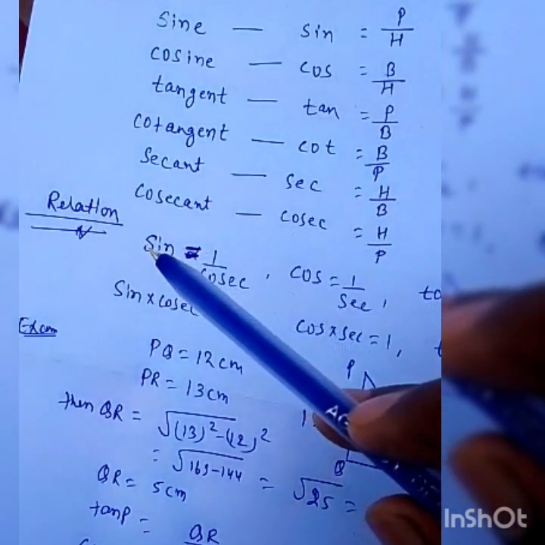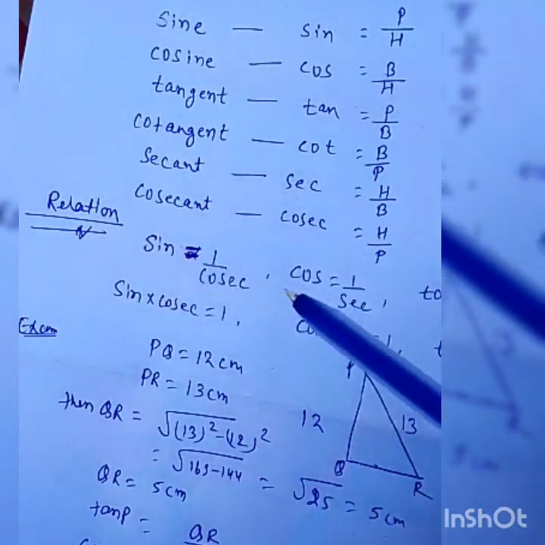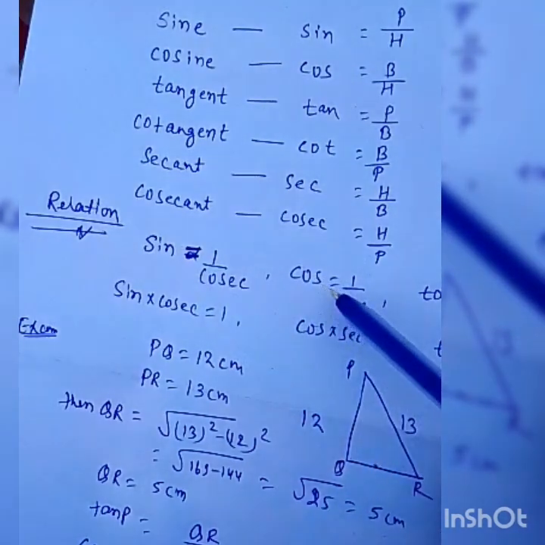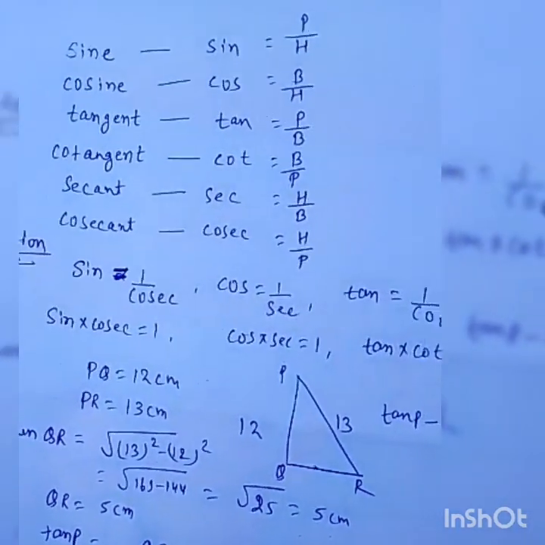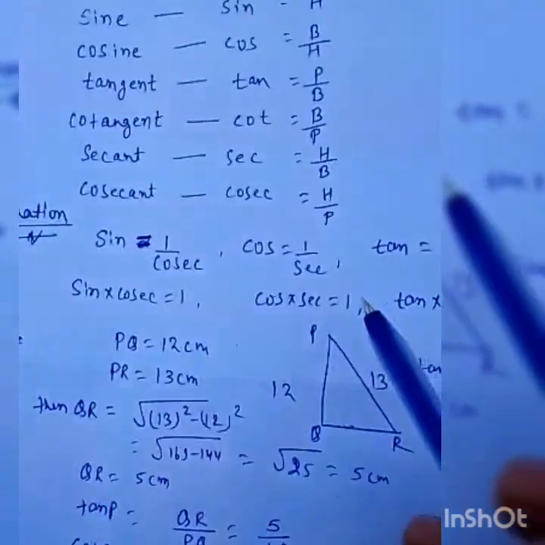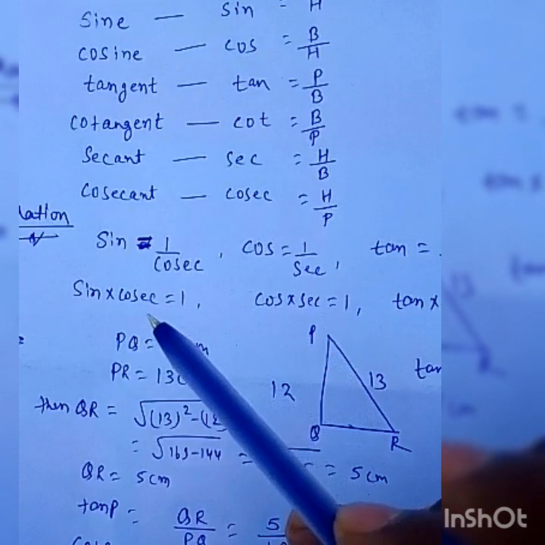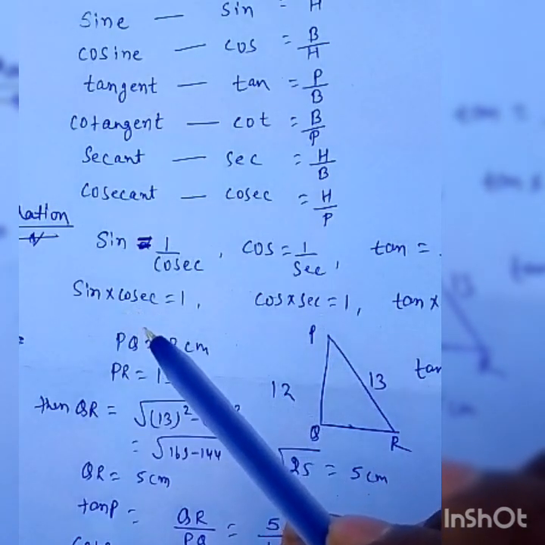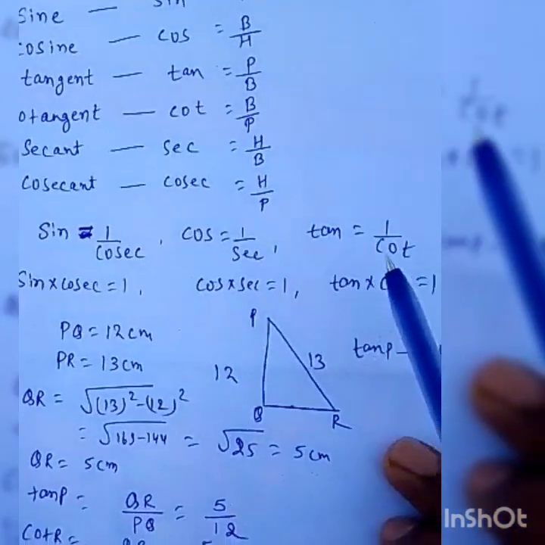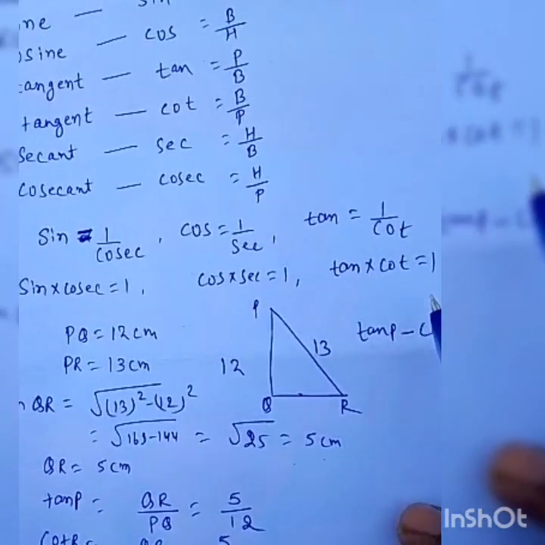There are some relations between them. Sine and cosec are reciprocal of each other. Cos and sec are reciprocal of each other, and tan and cot are reciprocal of each other. By cross multiplication we get another result: the product of sine and cosec is 1, product of cos and sec is 1, and product of tan and cot is 1.